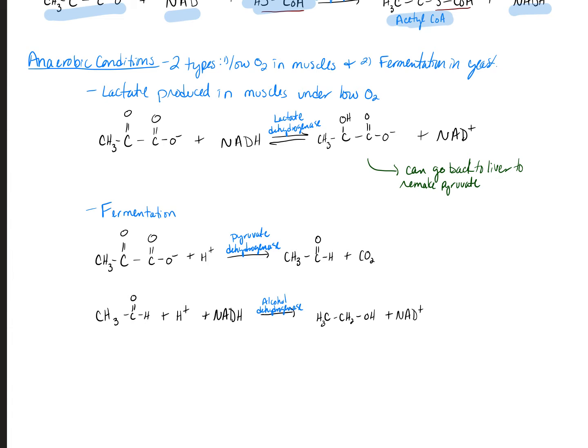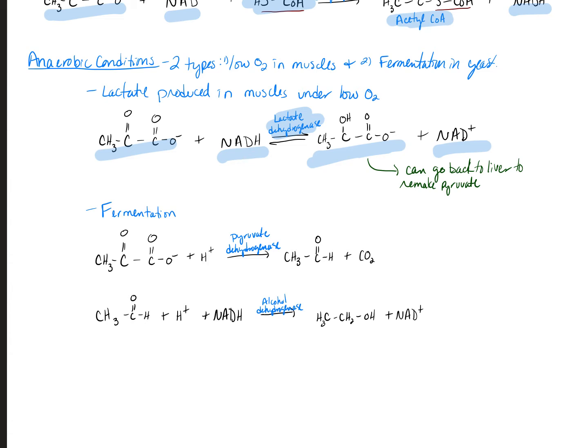In anaerobic conditions, we're going to take that pyruvate and use NADH to make lactate and NAD+. So that's what that would look like, and that's using lactate dehydrogenase. And again, that can go back to the liver and you can remake pyruvate and do some more stuff with it, like we're entering this cycle.